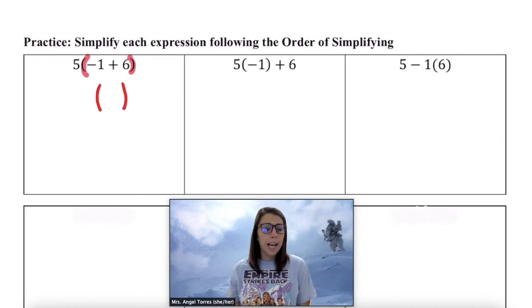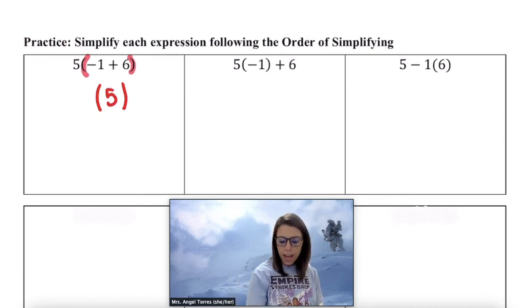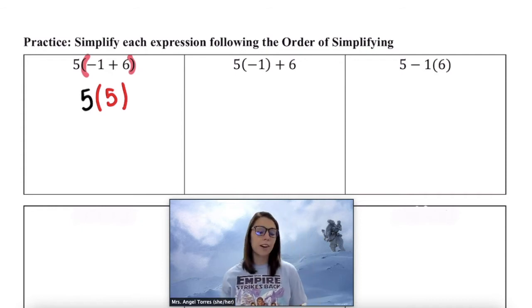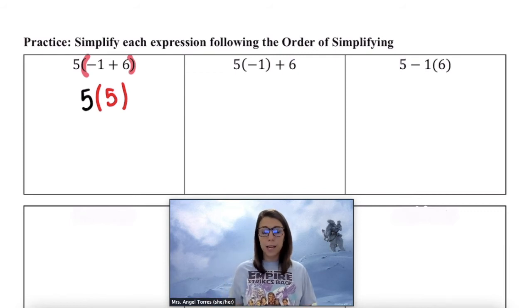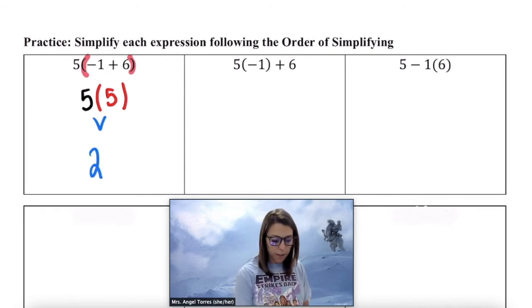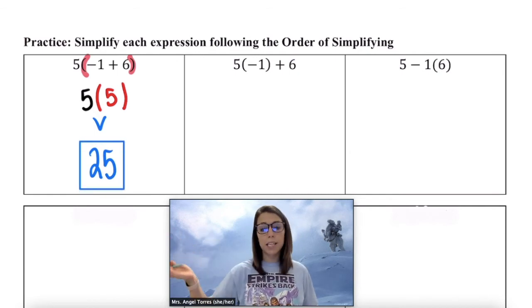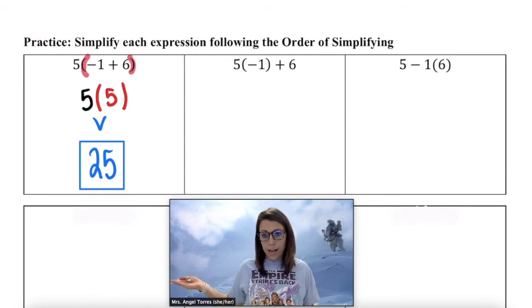So what is -1 plus 6? That would just be 5. And that 5 that was part of the original expression is still there. So instead of 5 times the group of -1 plus 6, now it's 5 times 5, which is equivalent. And this is a product, so to simplify that product, we just do the math. 5 times 5 is 25. And once you do all the math, we call this the value of the expression. In other words, all the math is done.